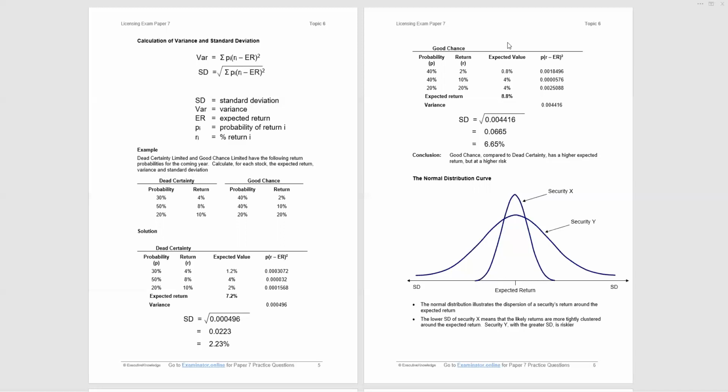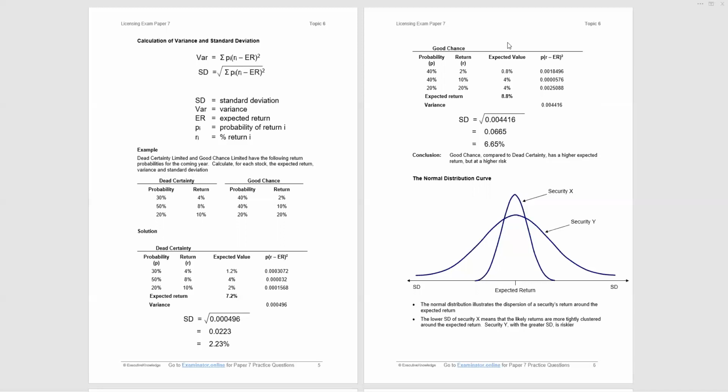If you hammer away on the calculator, you will get 0.0003072. I carry out the same calculation for the return of 8%, the return of 10%, and then I add the 3 terms up and I get the variance. There is the variance, 0.000496. What does that tell me? Not a lot, although you can compare variances across different investments.